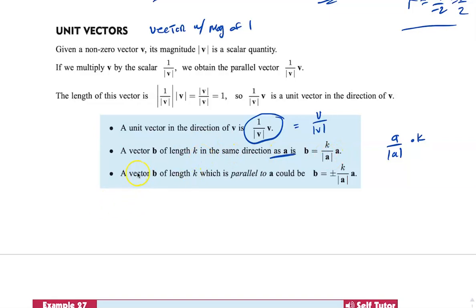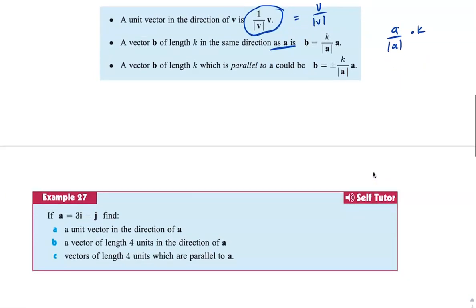Find a vector b of length k, which is parallel to a. What's the exact same problem just now? Since parallel can be either positive or negative, make that k positive or negative. You're good. So let's do an example.